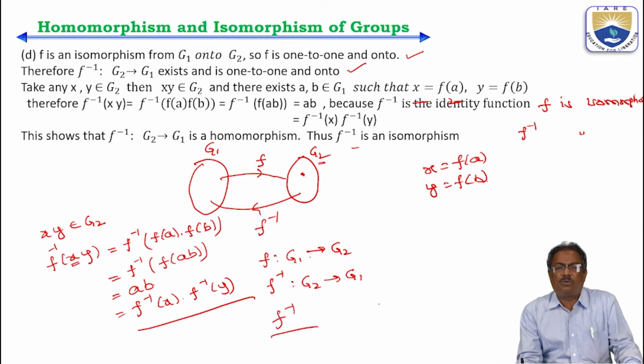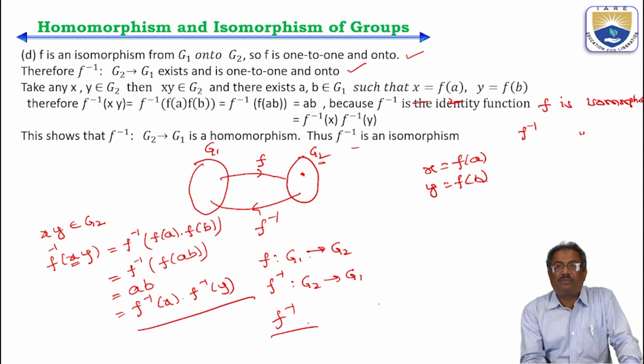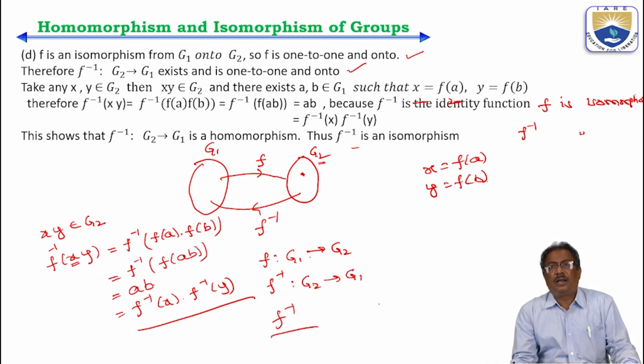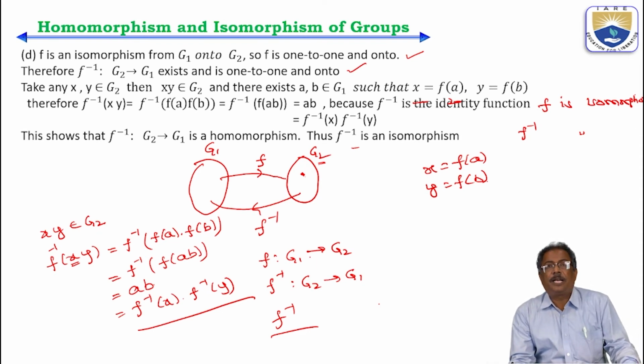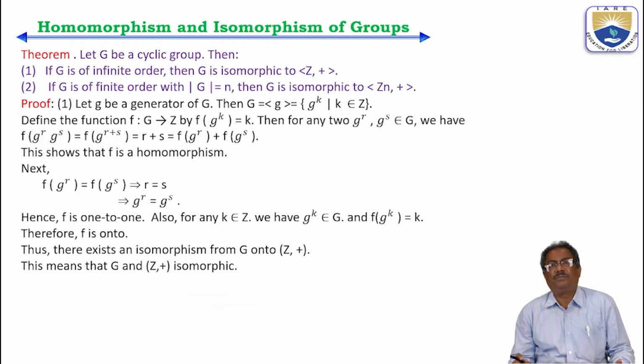So we can say that F inverse is a homomorphism. Of course, the concept that F is a homomorphism is what we are using here. So F inverse is a homomorphism and it is one-one and onto. So we can say that it is an isomorphism. F inverse is an isomorphism from G2 to G1.